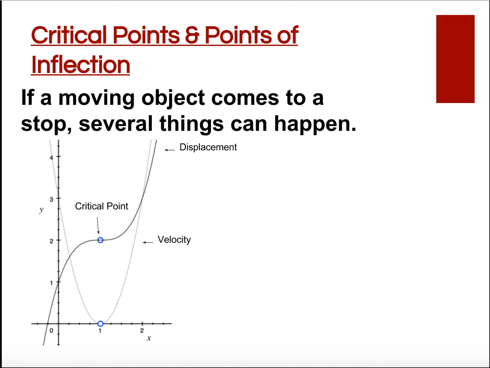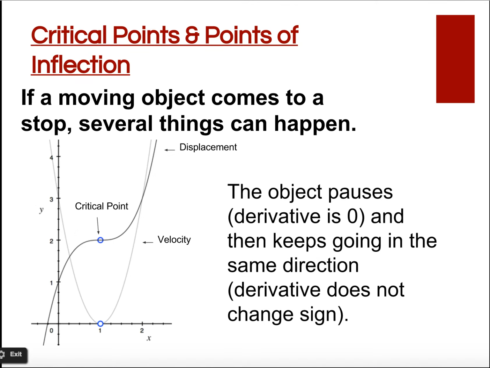A couple things to pay attention to when it comes to critical points. It says if a moving object comes to a stop, several things can happen. You don't want to assume that just because velocity is 0 that the object changed direction. So here's an example of an object moving. The cubic is the displacement, the parabola is the velocity. You have your critical point, so this horizontal tangent line. This would be an example of where the object pauses.